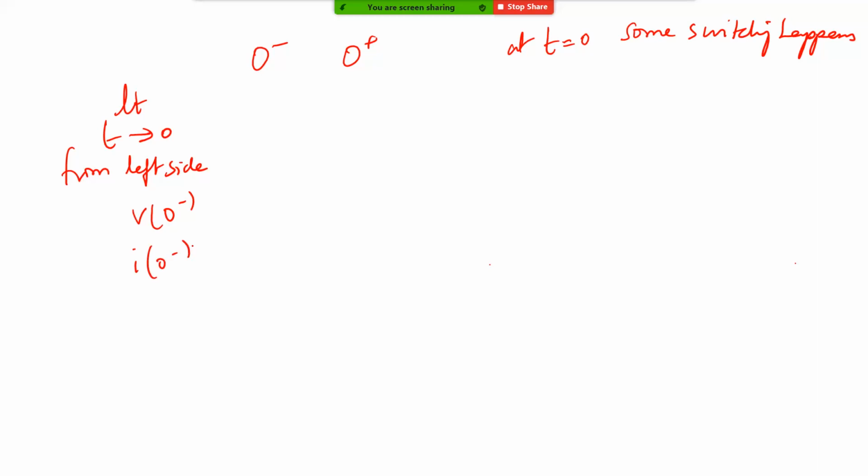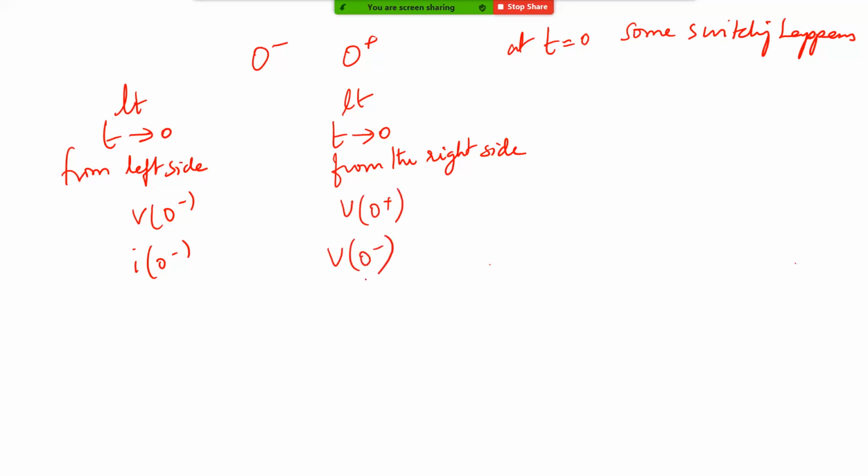All right. Same way, 0 plus is basically nothing but the limit of t tending to 0 from the right-hand side. What is the right side? As you are coming from t equal to infinity and going towards 0 from the right-hand side, what is the value of, let's say, V of 0 plus versus V of 0 minus? Now, it might still be a little mystery to many of you. Let me clarify a little further.